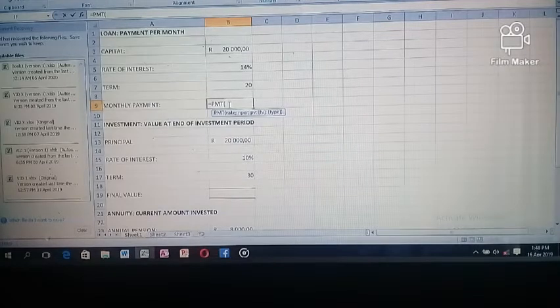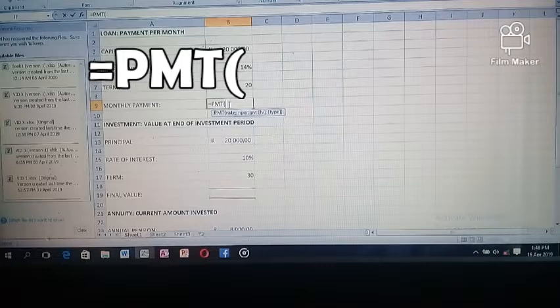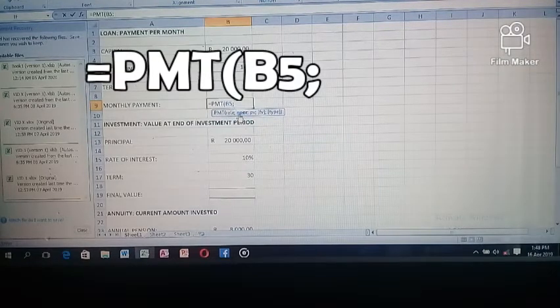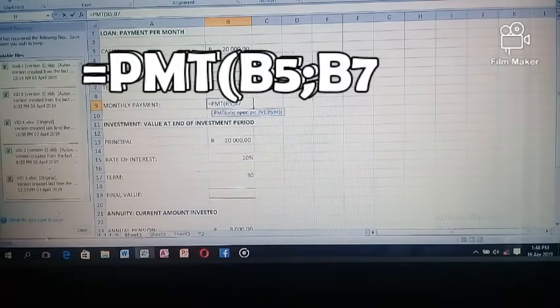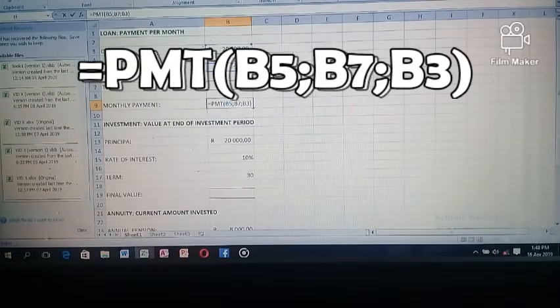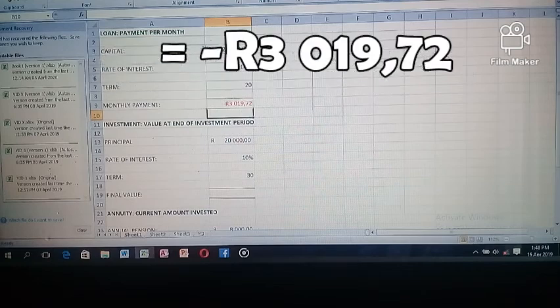Okay, what's our rate on this day? Our rate is 14%, which is in B5. Semicolon. We are moving on to number of payments per term, which is 20, which is in B7. Okay, the next one, which is the present value, the day we took the loan, which is 20,000. Close brackets.